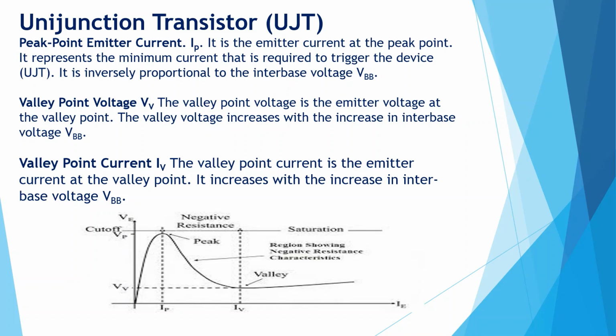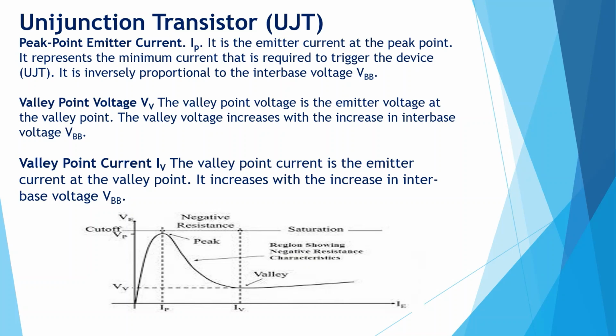Eventually the valley point, that is VV, is reached, and any further increase in emitter current places the device in the saturation region, as shown in the figure. Three other important parameters of UJT are IP, that is the peak point emitter current, then valley point voltage VV, and valley point current IV.